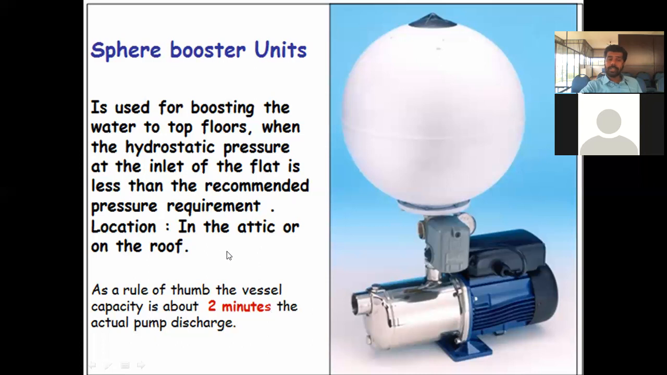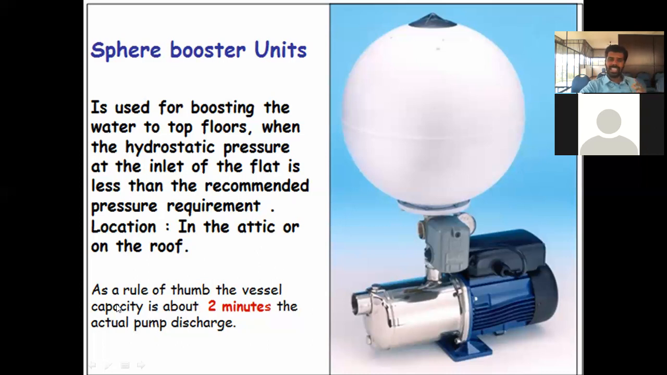For example, it is 1 liter per second. The tank capacity will be how much? If the flow is 1 liter per second, 1 minute will be 60 seconds, so 2 minutes will be 120 seconds. Correct? So 120 liter will be the tank capacity if the flow is 1 liter per second.